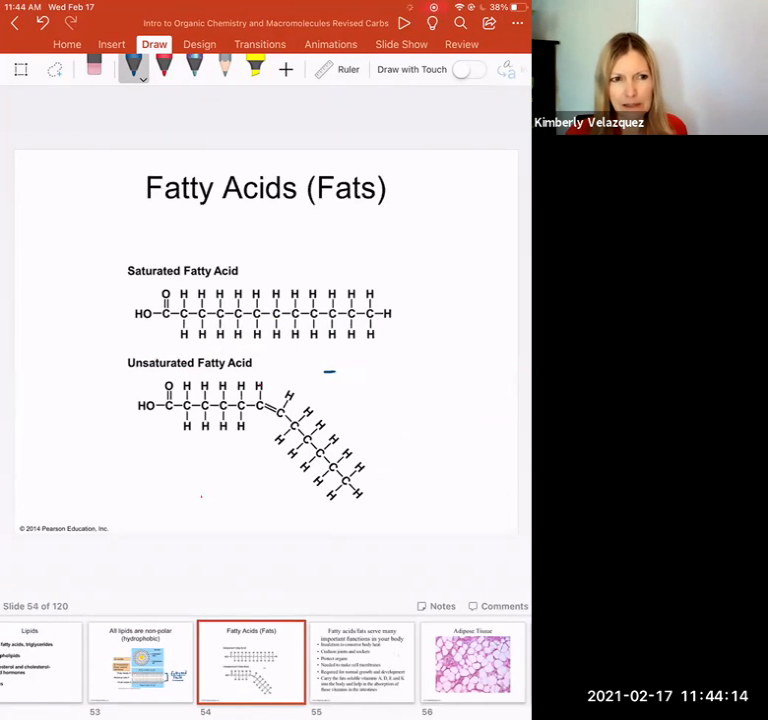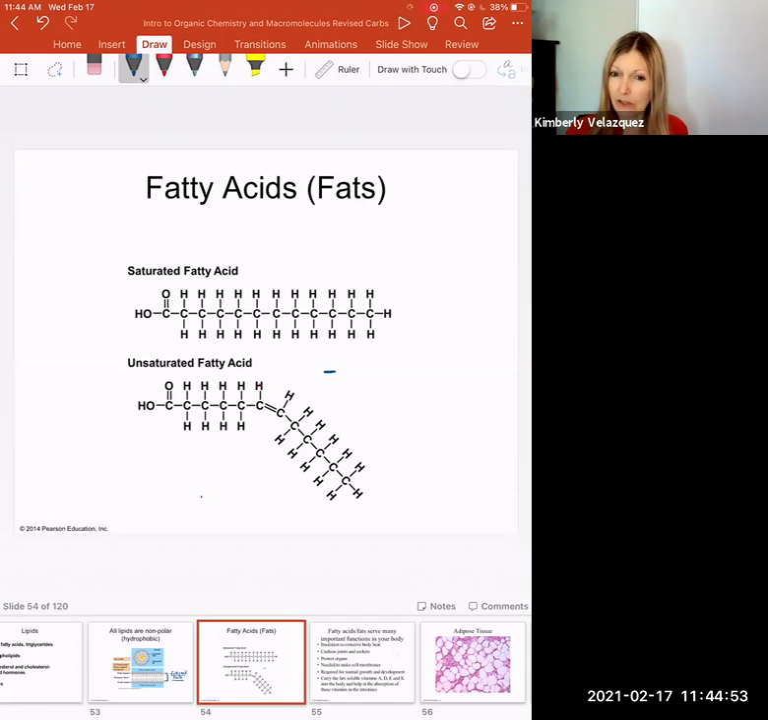So let's start with the fatty acids. And we're going to talk about two important types of fatty acids that exist in your body: saturated fatty acids and unsaturated fatty acids. These are both important and they are both used to make phospholipids. So when you're putting phospholipids together to make cell membrane, you use both saturated and unsaturated fatty acids to do that.